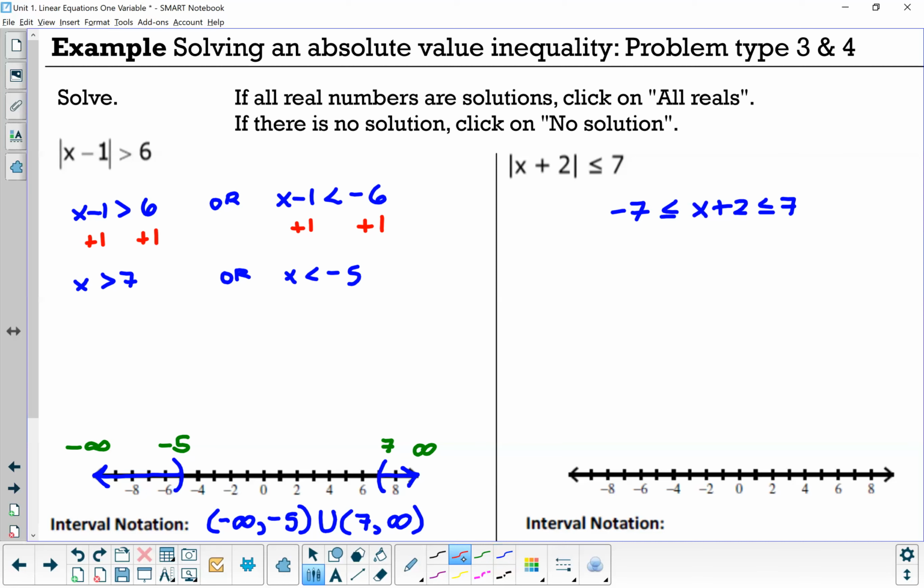So now from here, I can solve this by subtracting 2 from the middle. So then I subtract 2 from the right and the left. And that gives me -9 is less than or equal to x, which is less than or equal to 5. Okay, so these numbers are going towards 0. So I'm going to put a square bracket at -9 and a square bracket at 5 and shade between.